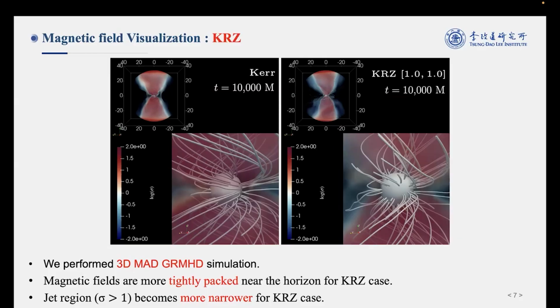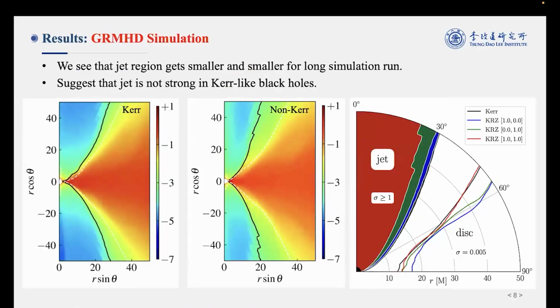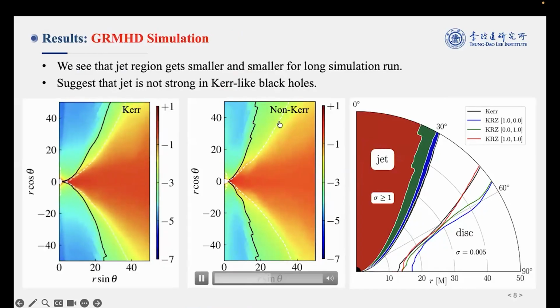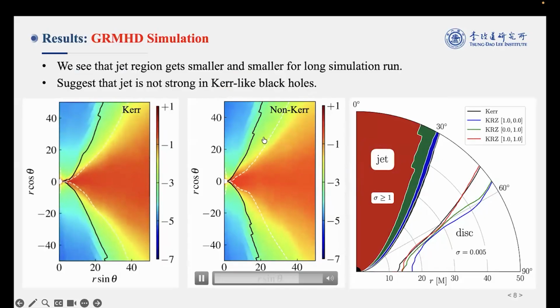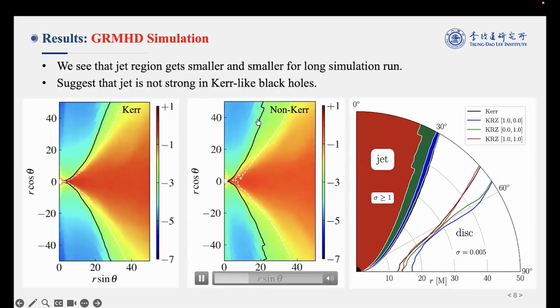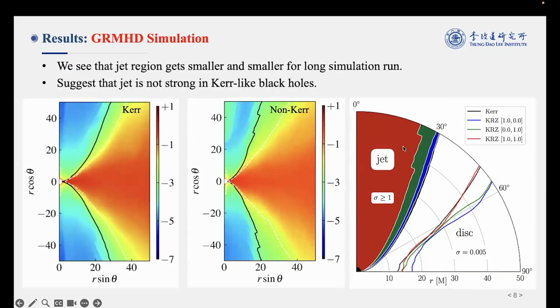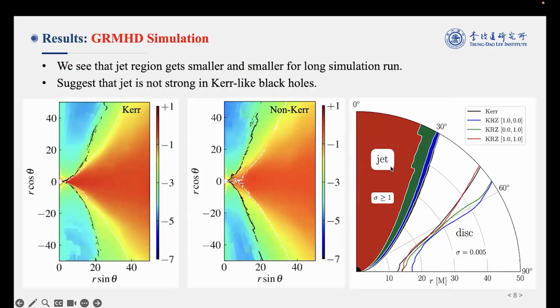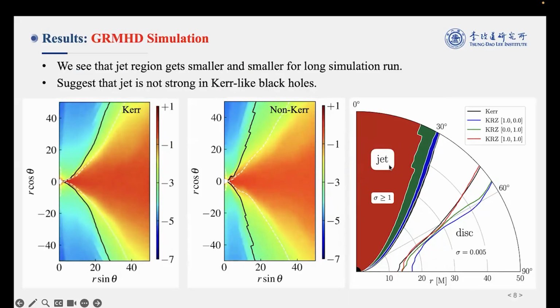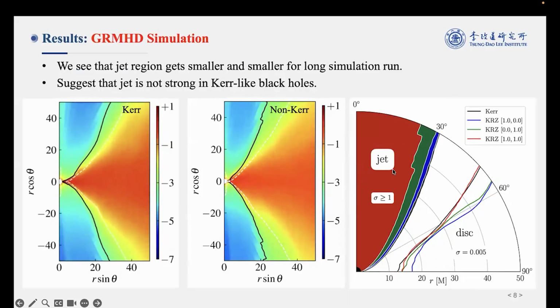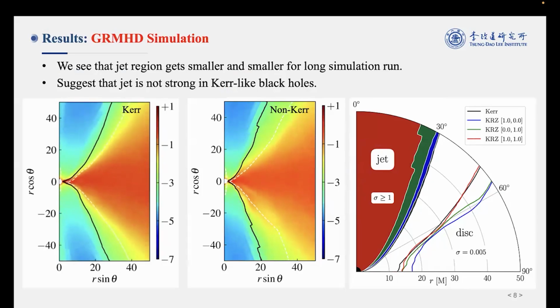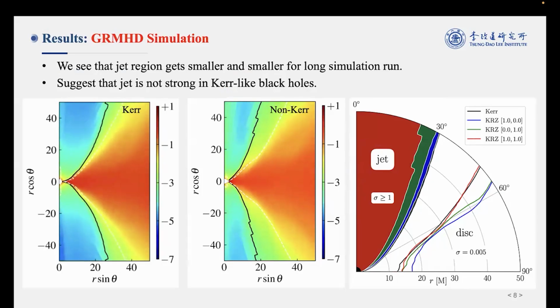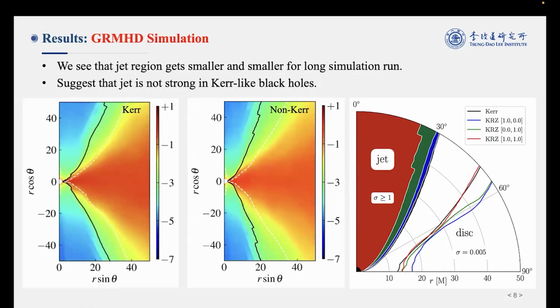And you can also do the quantitative analysis on this. So here you have a Kerr black hole, and here you have a non-Kerr black hole, which is the KRG extremum limit. This black curve that you see is basically the sigma equal to 1 contour, shown here for the average images. As we can see, for this red one, where you have the extremum limit of this KRG, your jet region becomes very narrow. But if you look at the sigma, it becomes much higher for KRG than Kerr. So this is some dynamical evolution that we have seen here.